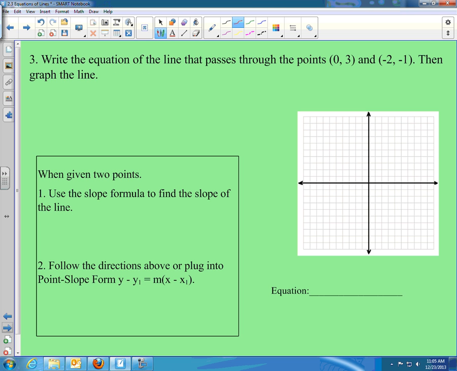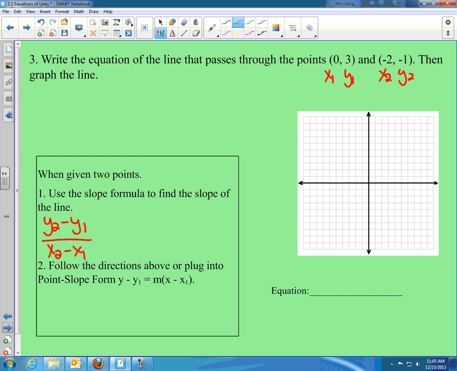All right, let's talk about our next step. Well, what do we do when we're given 2 ordered pairs to do this? Okay, so we're going to use the slope formula to find the slope of the line. So remember, you have this in your notes, y2 minus y1 over x2 minus x1. This is a formula you should have memorized. So if we look at our points, we're going to just say x1, y1, x2, y2.